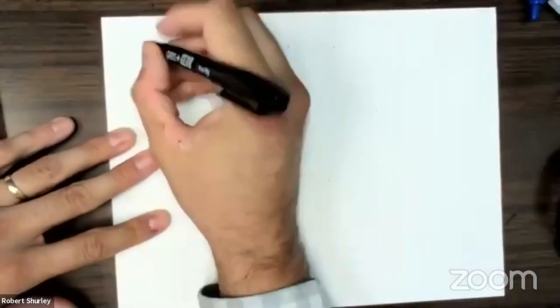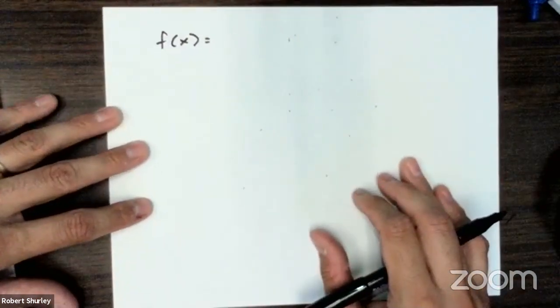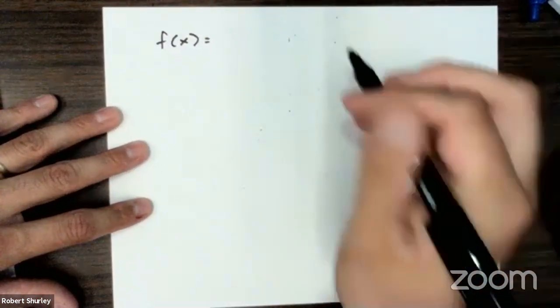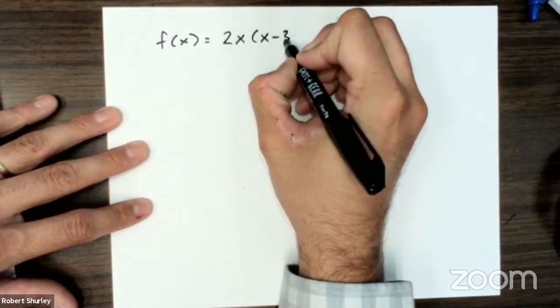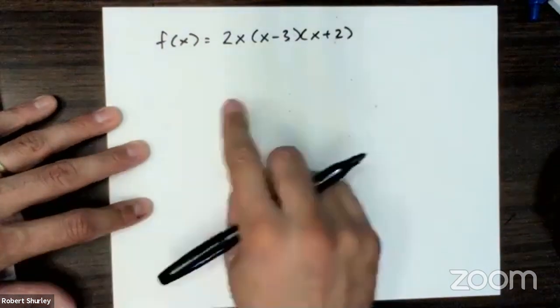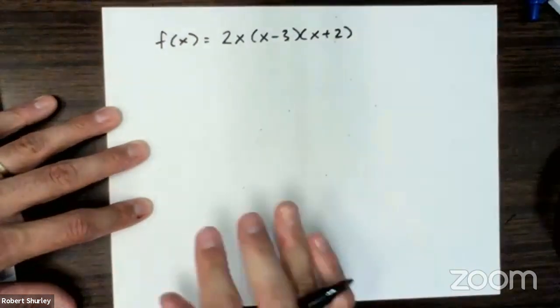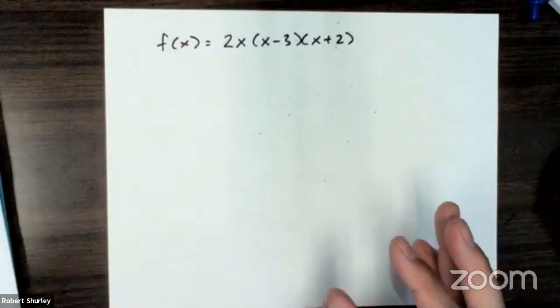So let's talk about how polynomials can be written, and then we're going to find some stuff about that. Polynomials can be written two different ways. First is factored form. And I want to show you the connection here between factored and the traditional form of a polynomial. Let's say we had 2x times x minus 3 times x plus 2. This would be considered a factored form of a polynomial function.